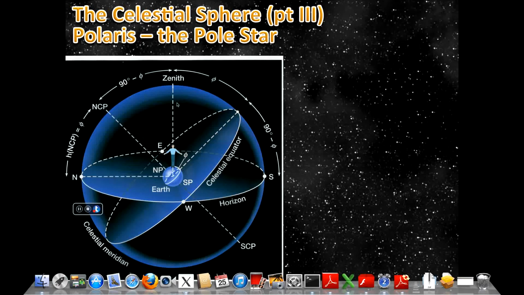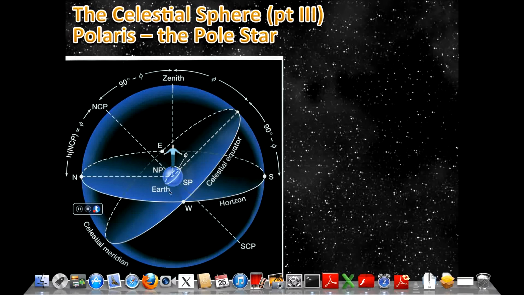The zenith is the point directly above his head. It is always the point directly above your head. If you're at the North Pole, it is also the North Celestial Pole, but the zenith is just the point above your head. He has a horizon marked by this plane here. Here's the equator of the Earth, so here's the equator of the celestial sphere.